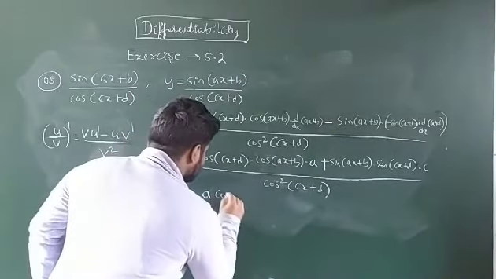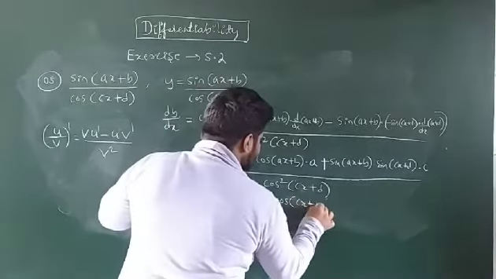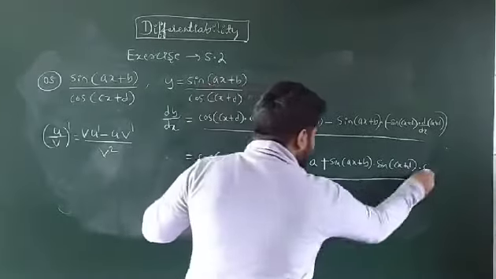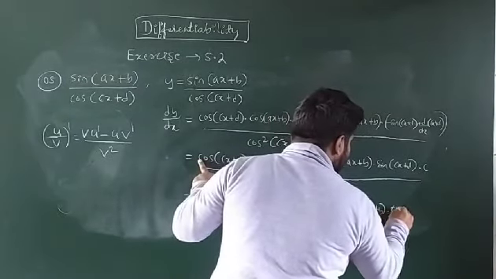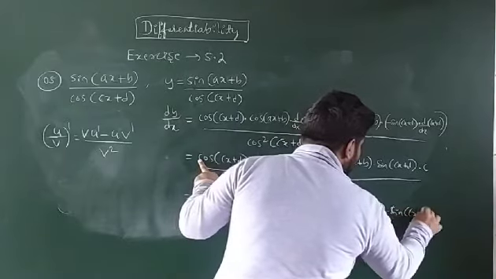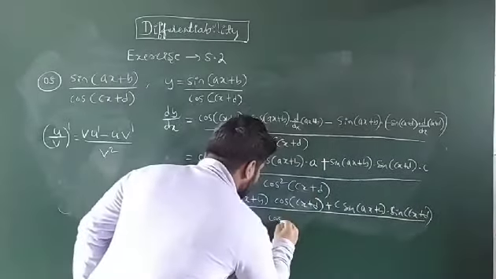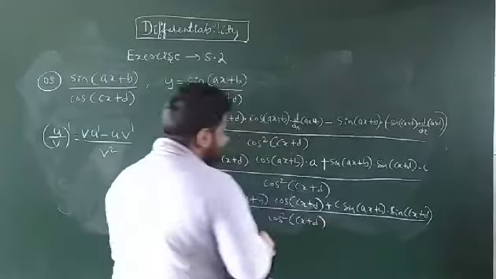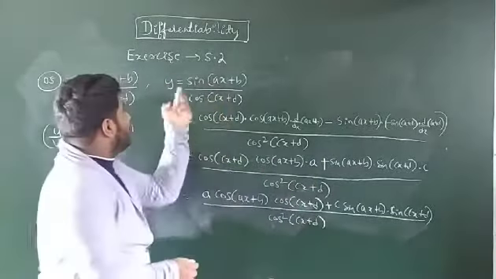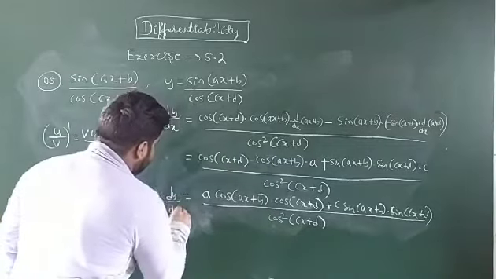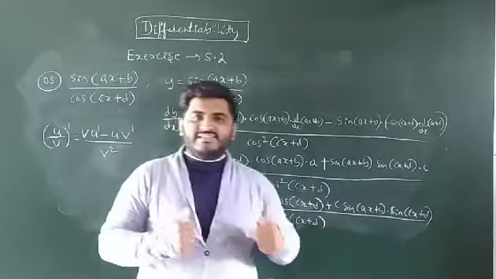A into cos of ax plus b into cos of cx plus d plus c into sin of ax plus b into sin of cx plus d, whole divided by cos square of cx plus d. I just simplified by writing constant terms first. That's it. So this is the answer for this question, dy by dx, that is derivative of this function. I hope you understood. Now we are going to the sixth example.